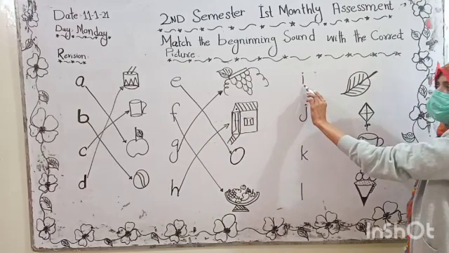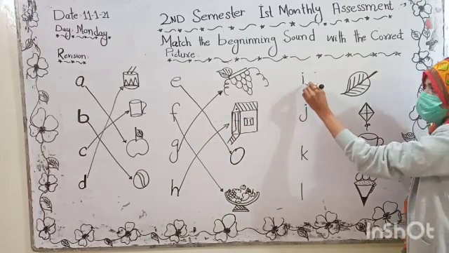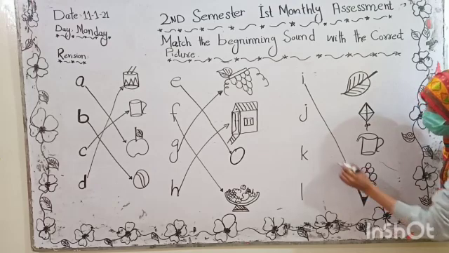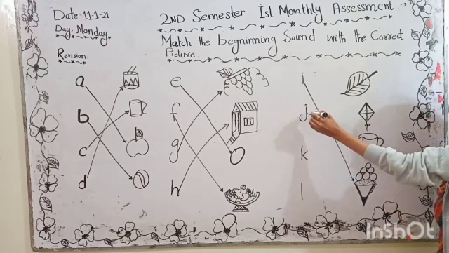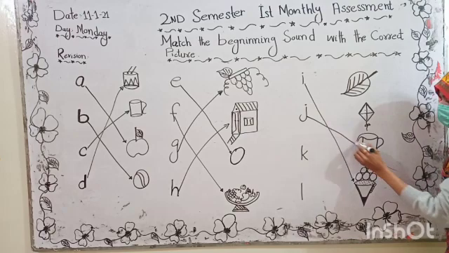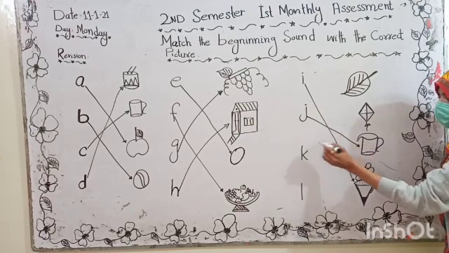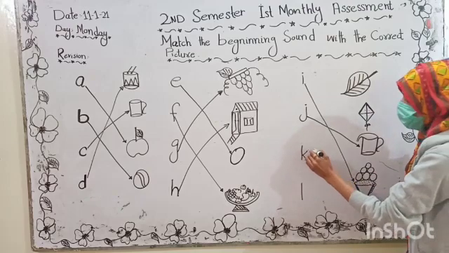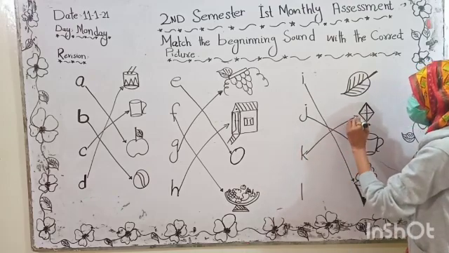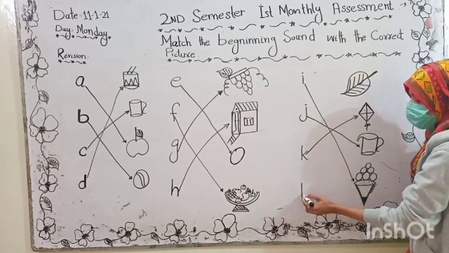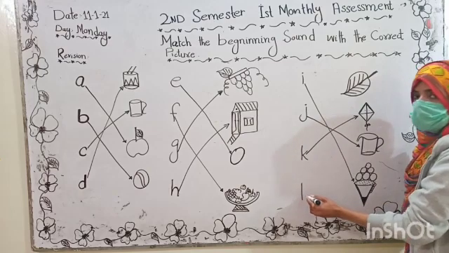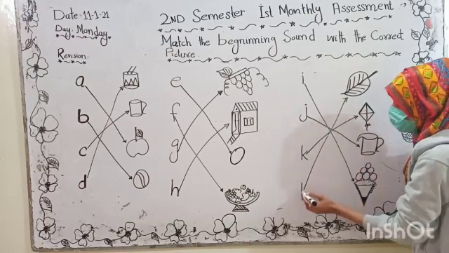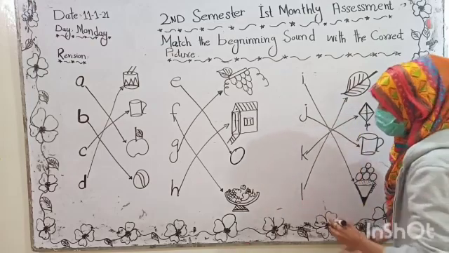And which letter is this? ये कौन सा letter है? Ice cream. And which letter is this? Chuck. And which letter is this? ये कौन सा letter है? Kite. And which letter is this? ये कौन सा letter है? Leaf. Which letter is this? Leaf.